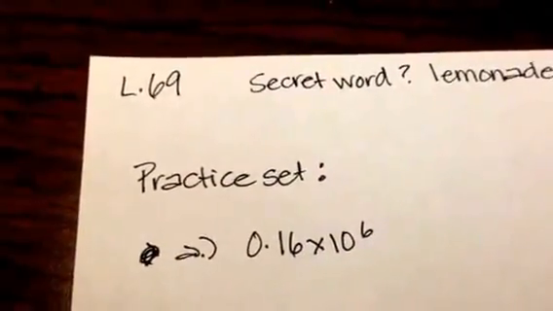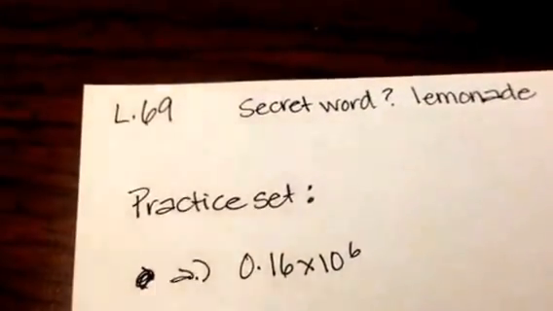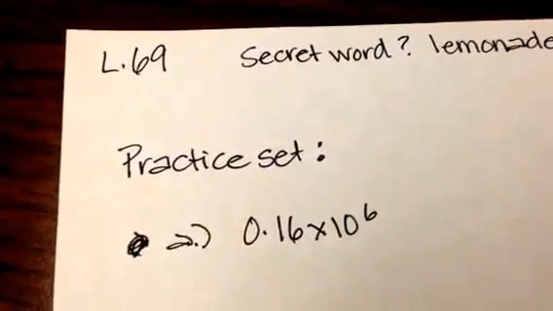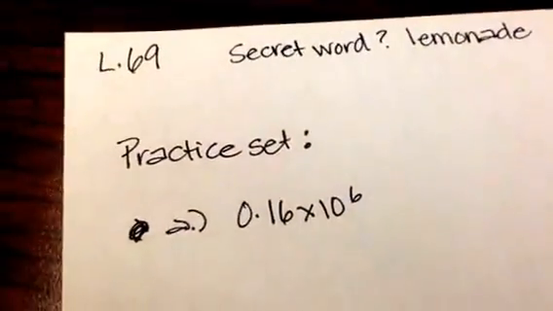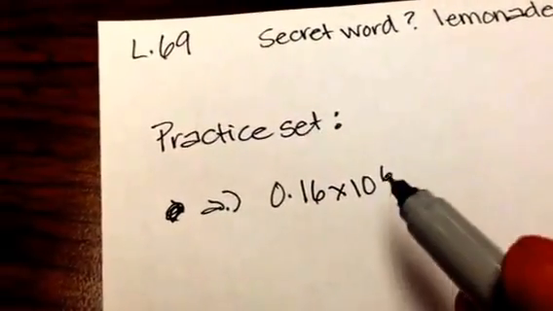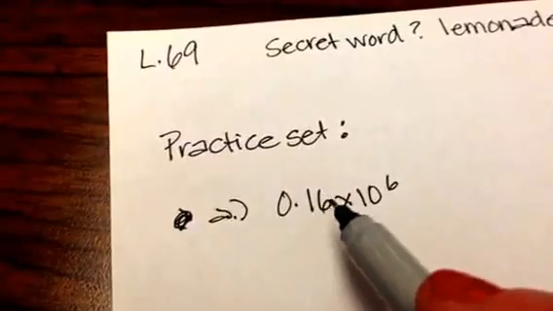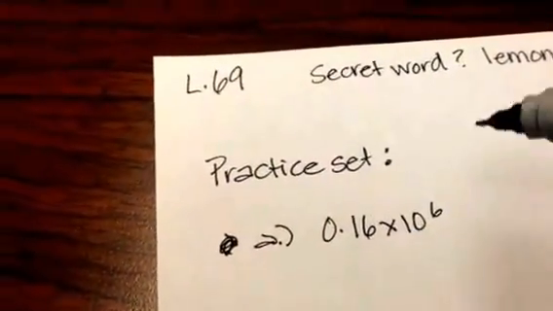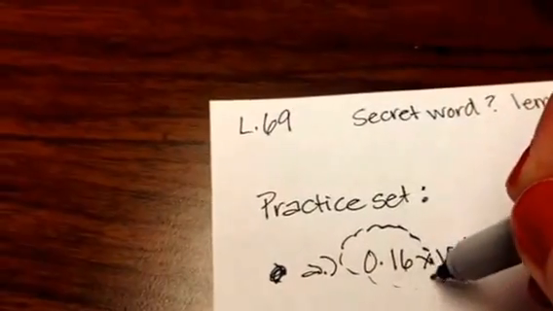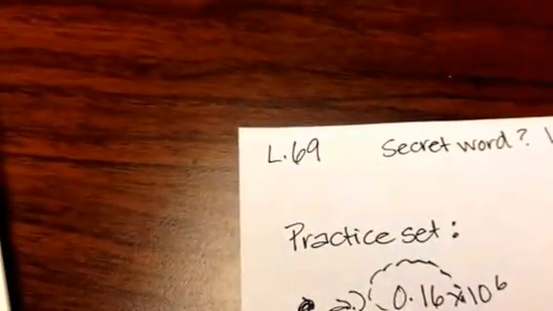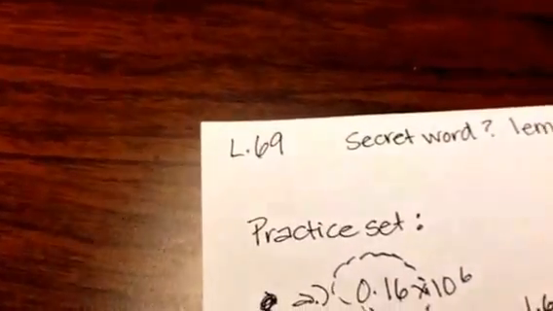All right, practice set. I'm going to do a couple of these with you, and then you are going to do the rest of them on your own. So, 0.16 times 10 to the 6th. Well, this is not proper. So first of all, I'm going to put just this section of the problem in proper order, right? So I have 1.6 times 10.